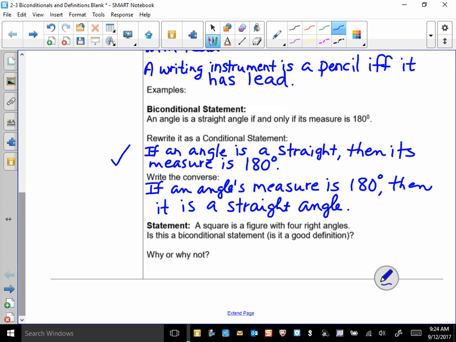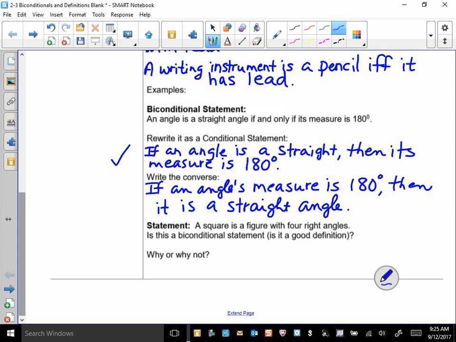So since the conditional and the converse are both true, I know that I can write this as a biconditional. Okay, how about the next one? A square is a figure with 4 right angles. Is this a biconditional statement? In other words, is it true? And why or why not?